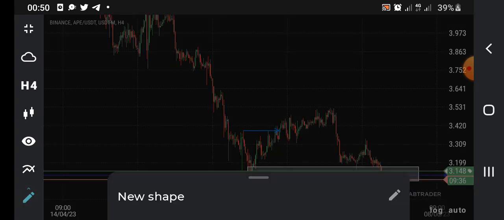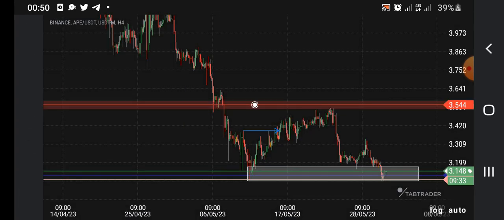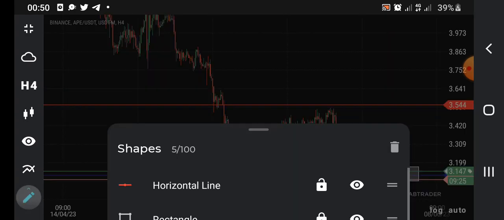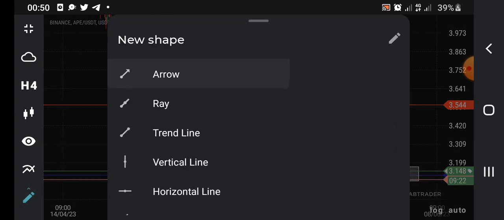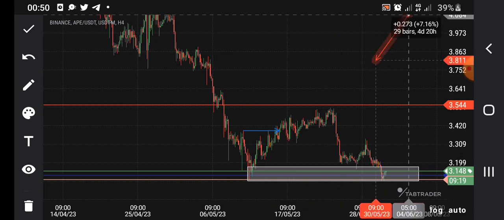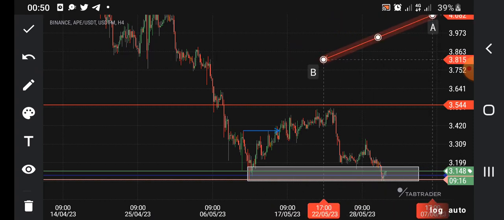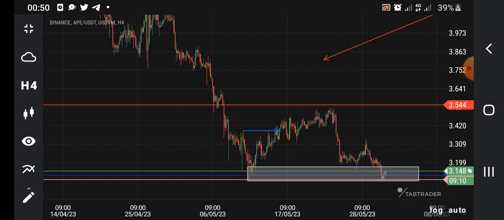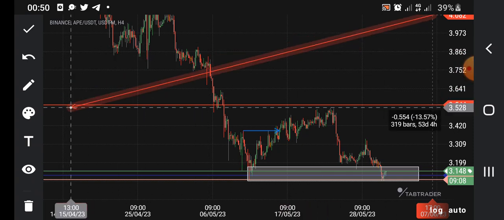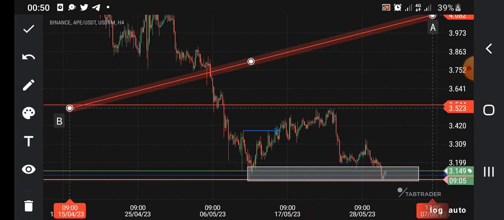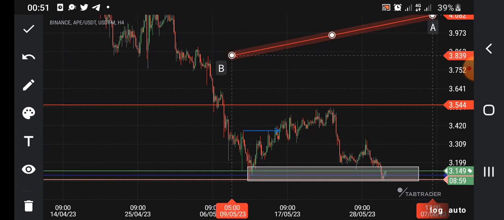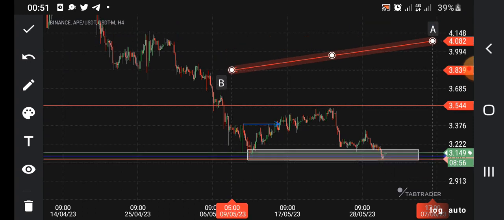Let me bring up a horizontal line and an arrow. We are on our 4 hours chart. On our 4 hours chart, as you can see here, this is a 4 hours chart. So on this 4 hours chart, we are looking for when there will be change of character.